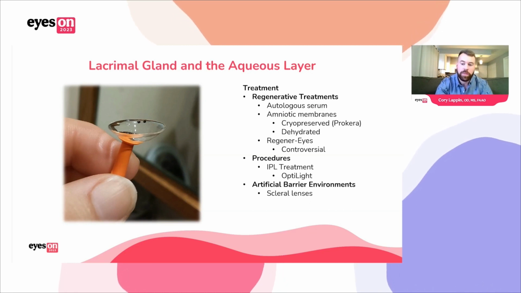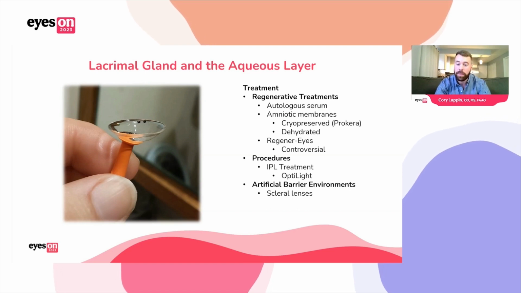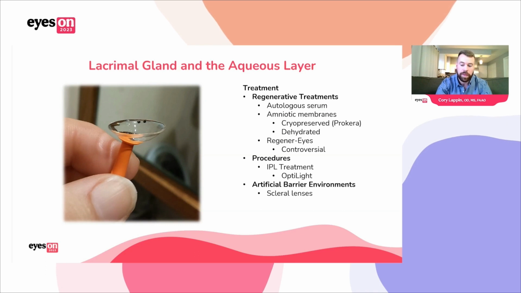And as far as in-office procedures go, IPL can be helpful as it has been shown to decrease the level of inflammatory factors present on the ocular surface and in the tear film. And in recalcitrant cases of aqueous deficiency, scleral lenses can be used to essentially create an artificial barrier environment by constantly keeping the cornea bathed in fluid.